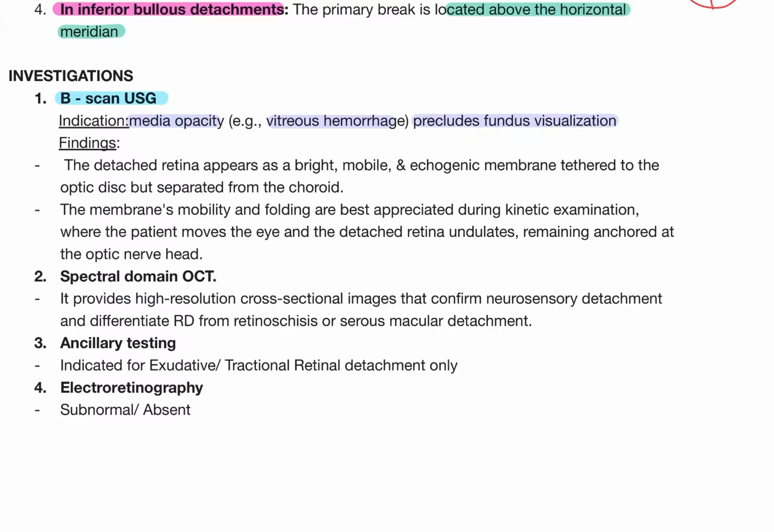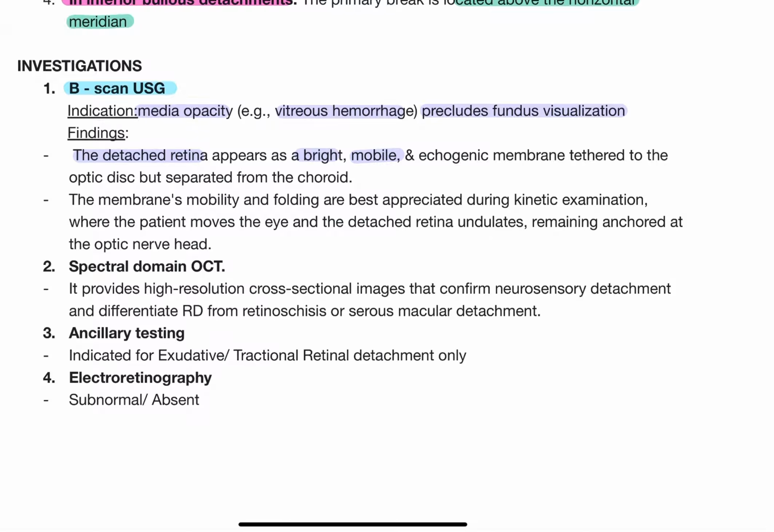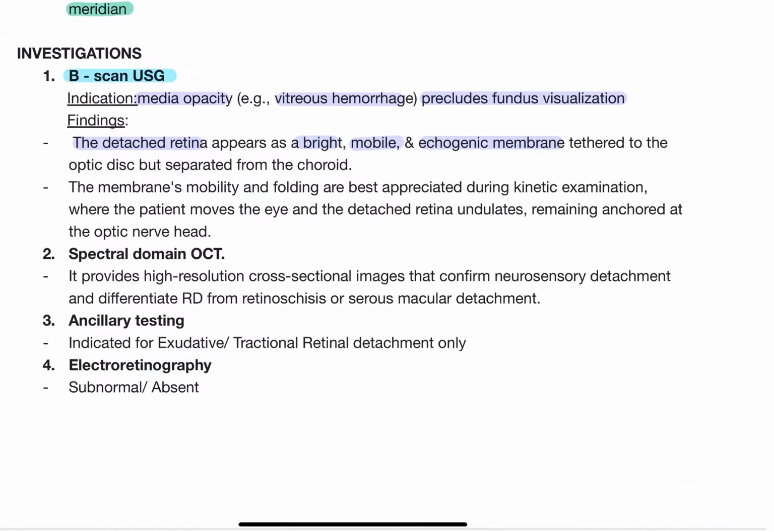You cannot view the fundus properly. Then you cannot give any conclusive reports through your indirect ophthalmoscopy. Then what do you do? You do B scan USG. In B scan USG, the detached retina will appear as a bright, mobile, echogenic membrane which is tethered to the optic disc but separated from the choroid. So it is attached to the optic disc area.